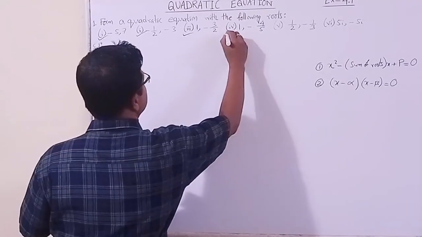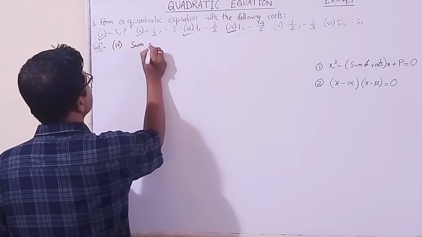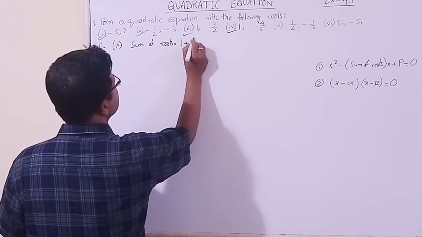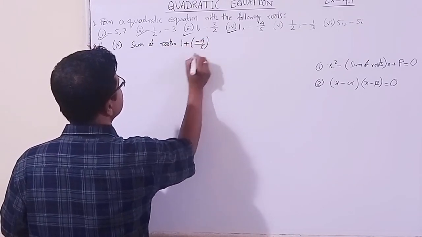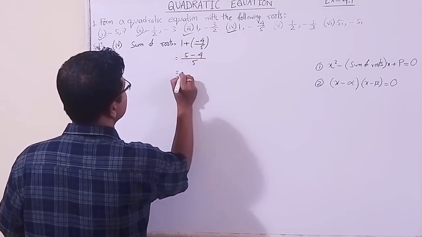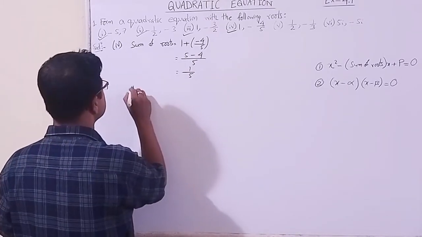Now let us move to number 4. Again the same procedure. Sum of roots 1 plus -4 by 5. What is the LCM? 5. So (5 minus 4)/5, that is 1 by 5. The sum of the roots is found. Next, what will we find? Product of the roots.